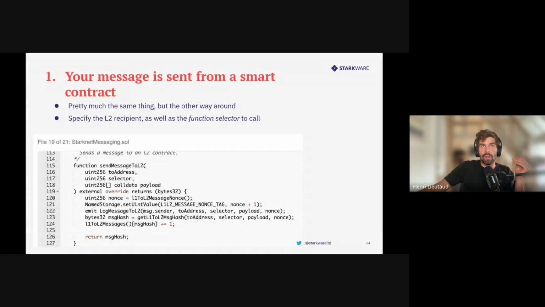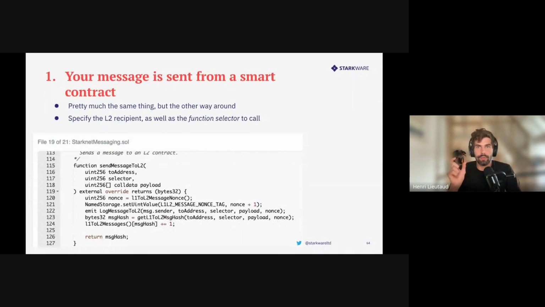What is that parameter, selector? Well, selector is something we made to make your life easier. The other way around, when you send a message from Starknet to Ethereum, the message stays at the post office until the smart contract comes and picks it up. When you send a message from Ethereum to Starknet, the message gets delivered exactly at the recipient. So it gets delivered at a specific mailbox, which is a specific function that is programmed to be executed when there is a message. And that function is called the L1 handler.